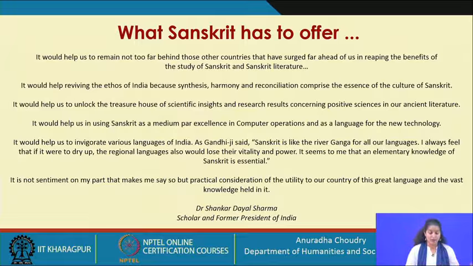It would help us to invigorate various languages of India. As Gandhiji said, Sanskrit is like the river Ganga for all our languages. I always feel that if it were to dry up, the regional languages would lose their vitality and power. It seems to me that an elementary knowledge of Sanskrit is essential. And finally, it is not sentiment on my part that makes me say so, but practical consideration of the utility to our country of this great language and the vast knowledge held in it. So a lot to think about why one could invest in Sanskrit.